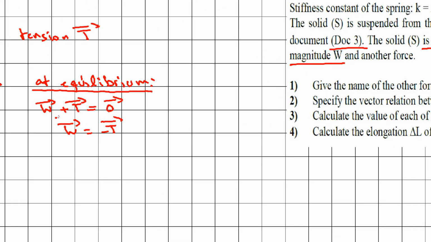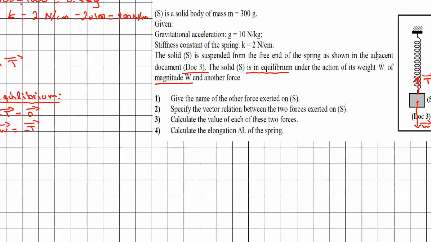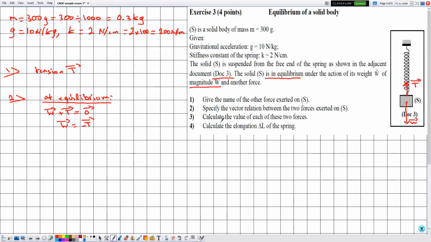What does the first equation tell us? That the effects of both forces acting on the solid S cancel each other to give us the zero vector, which is the equilibrium. Whereas the second equation tells us that both forces have the same line of action, opposite direction, and same magnitude. Here, no need to write that in magnitude W is equal to T, because they are simply asking me about the vector relation.